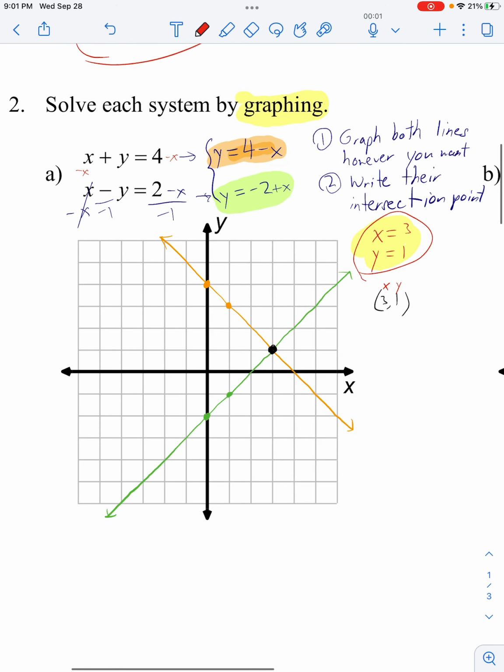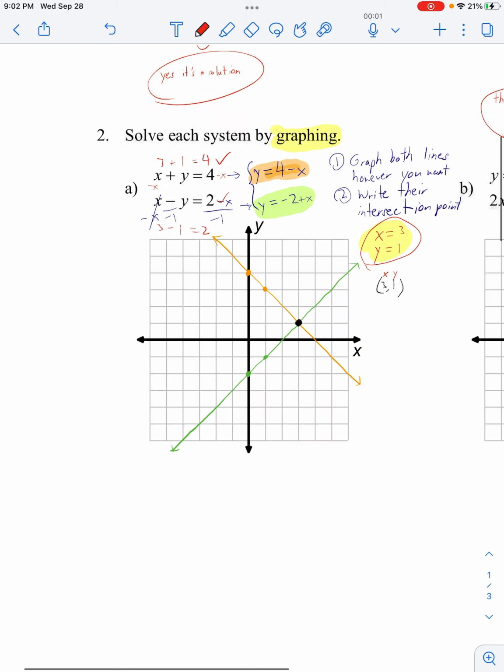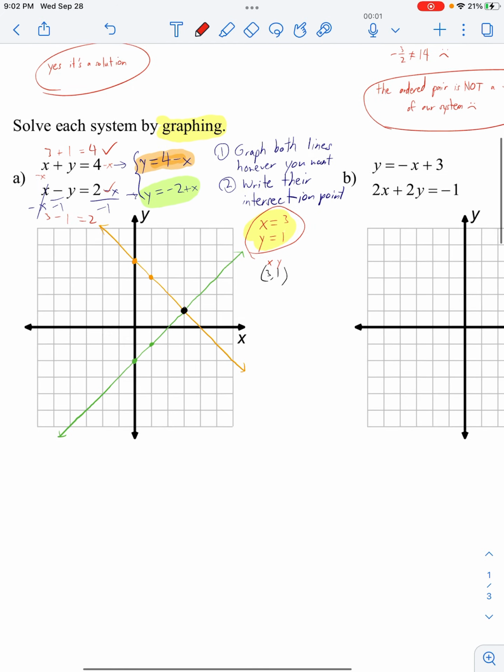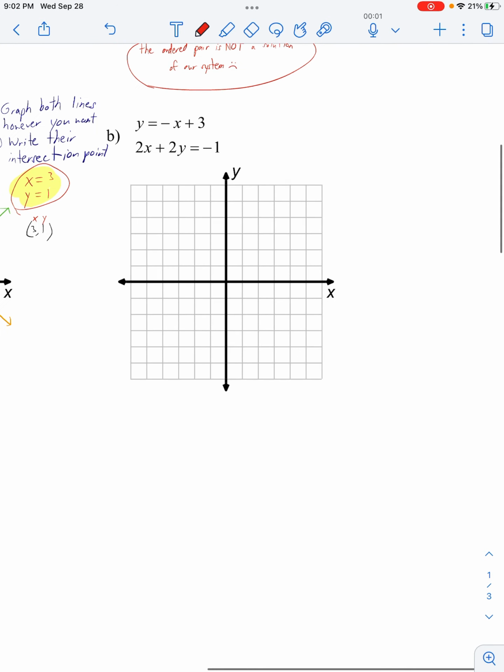All right, we can plug those into here actually to check, right? We're going to have 3 plus 1 equals 4, yup, check. And 3 minus 1 equals 2, yup, check. Okay. There we go. So pause, rewind, do whatever you need to do, okay? Let's move on to part B.